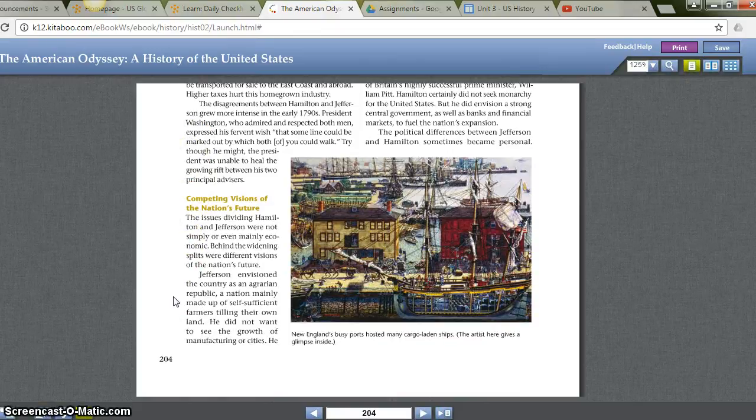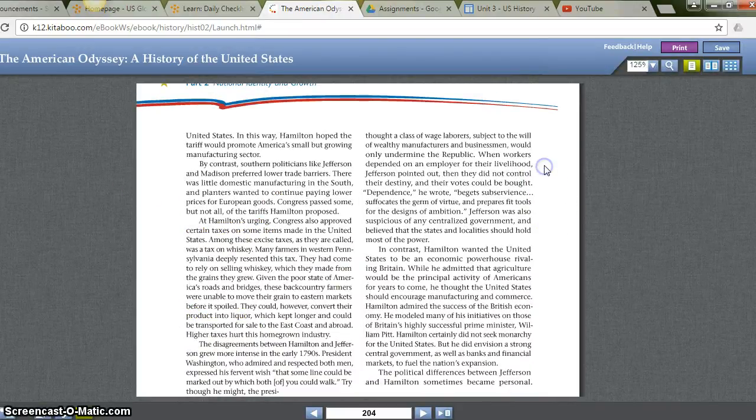The issues dividing Hamilton and Jefferson were not simply or even mainly economic. Behind the widening splits were different visions of the nation's future. Jefferson envisioned the country as an agrarian republic, a nation mainly made up of self-sufficient farmers tilling their own land. He did not want to see the growth of manufacturing or cities. He thought a class of wage laborers subject to the will of wealthy manufacturers and businessmen would only undermine the republic.